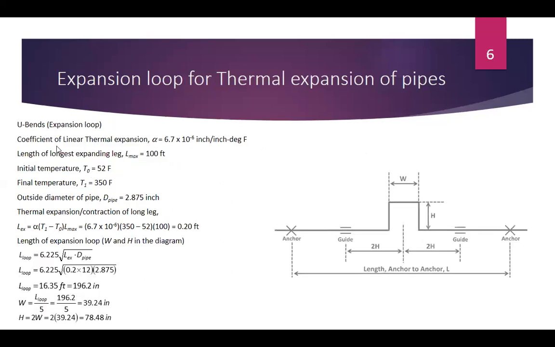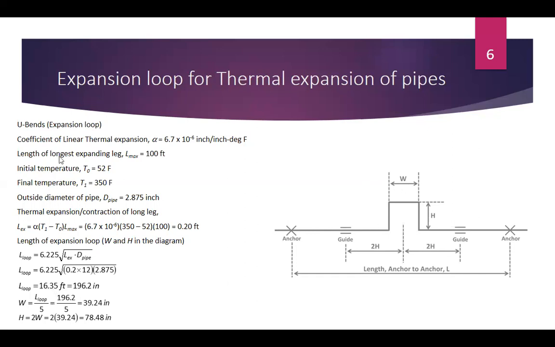So, U-bend expansion loop. The coefficient of linear thermal expansion, still alpha, is 6.7 times 10 to the negative 6 inch per inch per degree Fahrenheit. So, yan. Ito naman yung drawing niya. Ito yung anchor to anchor. Then, 2H, W. So, ito yung mga formula.